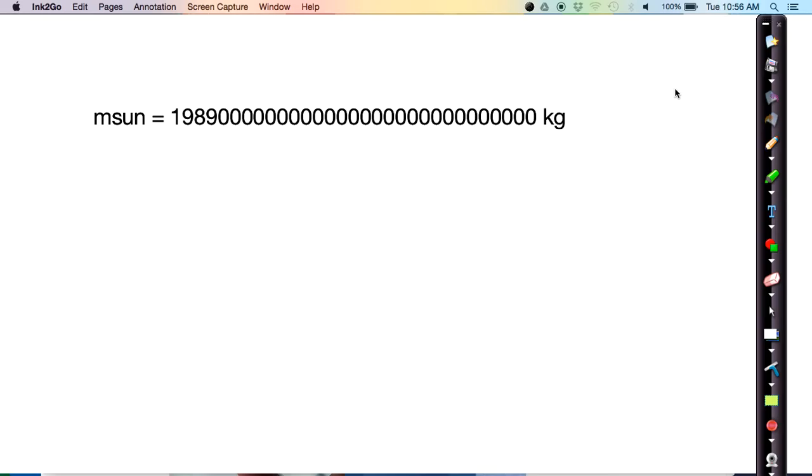So one way that we can deal with this type of large number, like the mass of the sun, more easily, is to convert it into what's known as scientific notation. So let's put this mass of the sun away for a little bit. We'll come back to it a little later on. And let's talk about scientific notation.